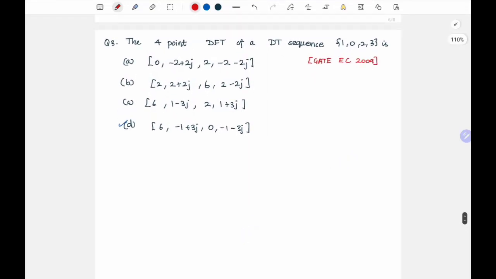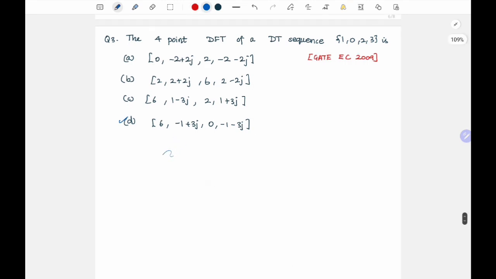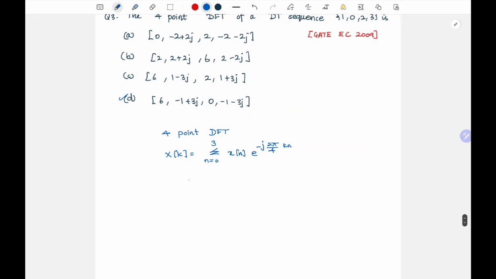The 4-point DFT of a discrete time sequence 1, 0, 2, 3 is. So this is very simple. So they're asking for a 4-point DFT. So if you see, my x of k, which is the DFT, will be nothing but the sum over n equal to 0 to 3 of x of n e power minus j 2 pi by 4 into kn. So I can write it out as a matrix. So a 4 cross 4 matrix.